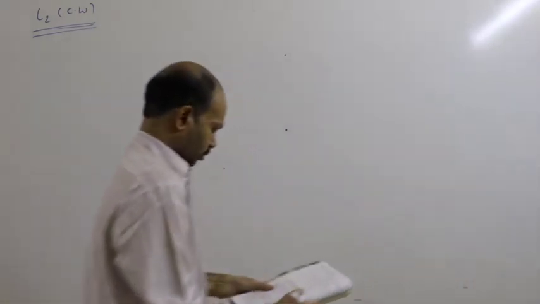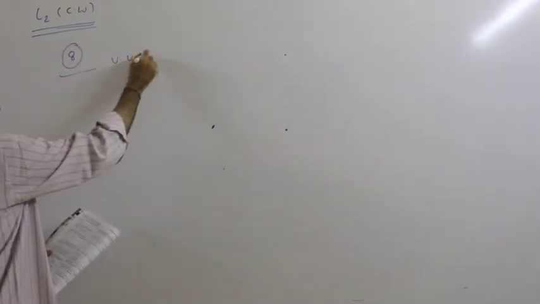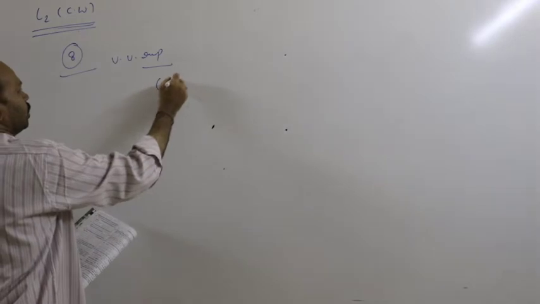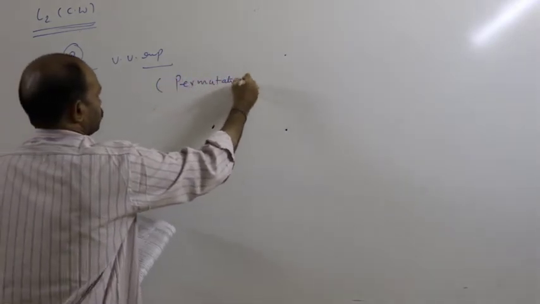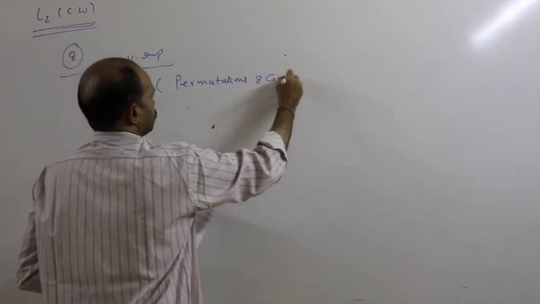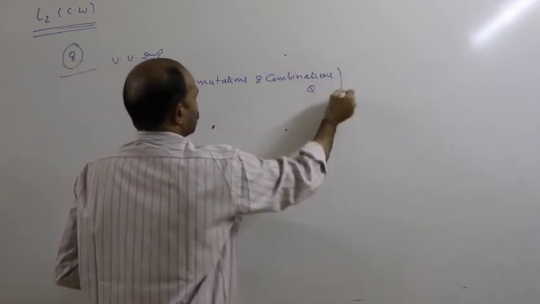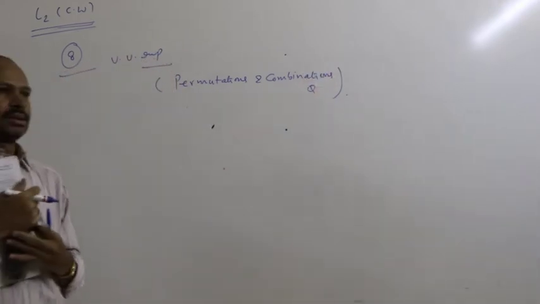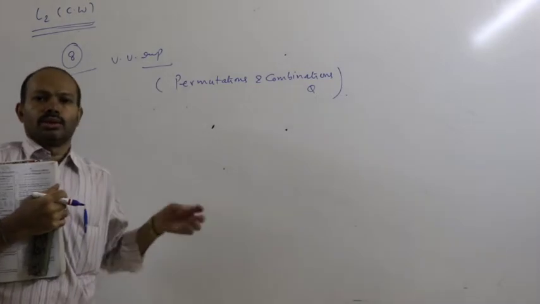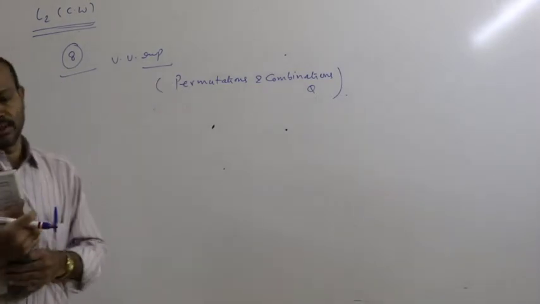Go to the next question, number 8. It's very, very important. Permutations and combinations. This is a question which is coming from permutations and combinations. Just listen and you can get a perfect idea in that chapter, permutations and combinations.